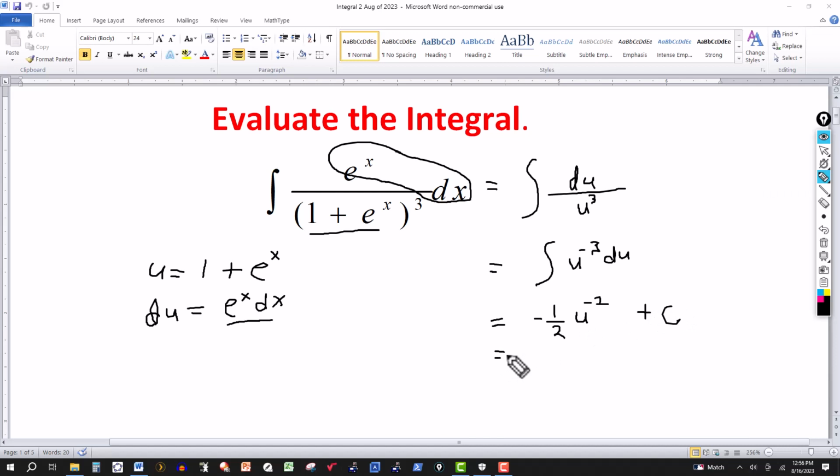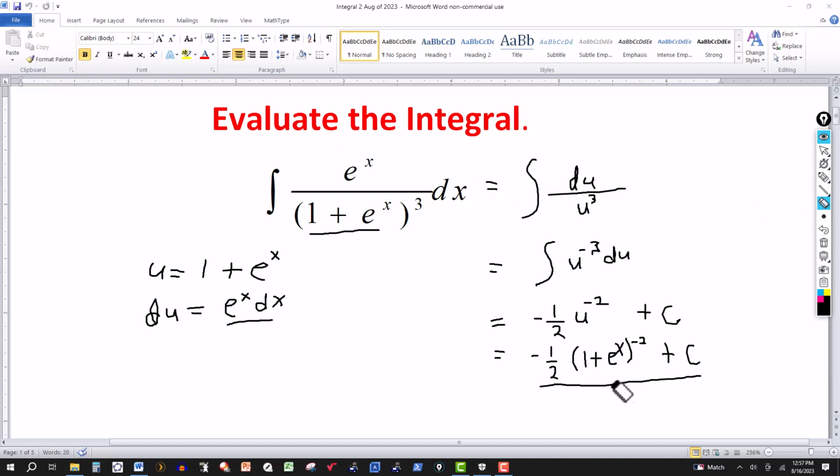And then I just go back to the original variable here. This will be negative 1/2. And the u is 1 plus e to the x. And that's to the negative 2 power. And my constant of integration. And that's my answer. And then a quick check on this.